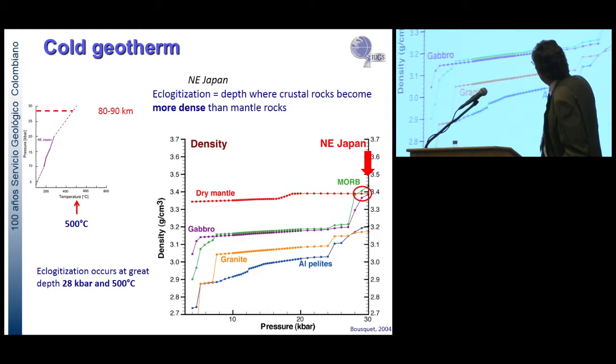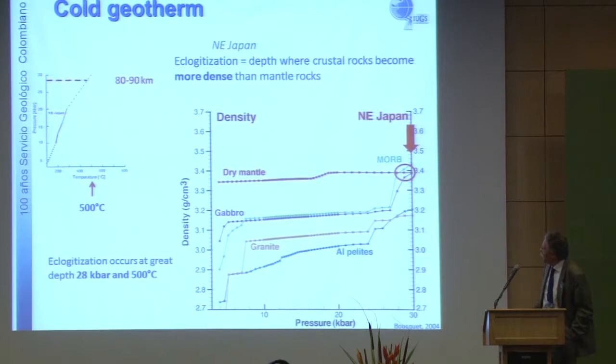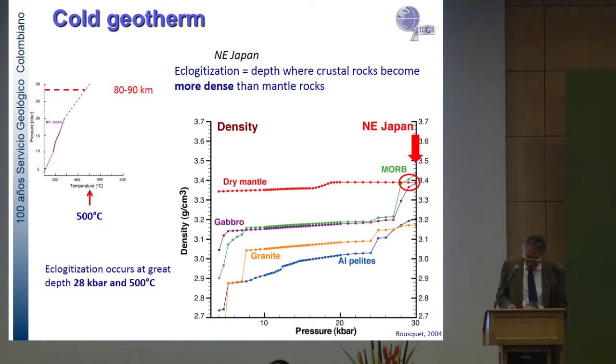Eclogitization is the depth where a crustal rock becomes more dense than the mantle rock. Here is the density of the mantle, and we have different rock types, gabbros, granites, pelites, that are pressurized, brought down along these geotherms, and you see that the gabbro and the basaltic rocks are eclogitized at a very high pressure. If we go back to this, we can detect this at about 80 to 90 kilometers depth at 500 degrees. So that's the effect of a cold geotherm.